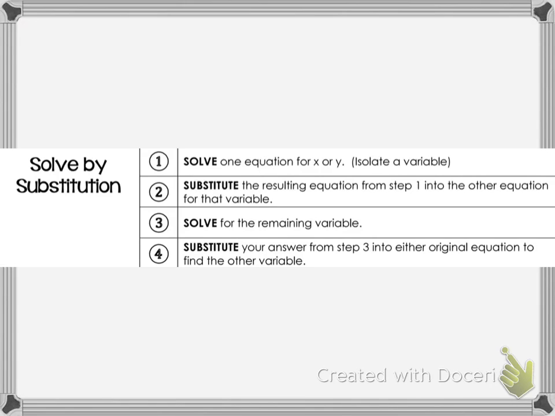Okay, the second way we're going to solve systems of equations is by substitution. So here's our steps right here. The steps are on your sheet of paper. Step 1, solve one of your equations for x or y. We want to get one of the variables by itself. Step 2, substitute the resulting equation from step 1 into the other equation for that variable.